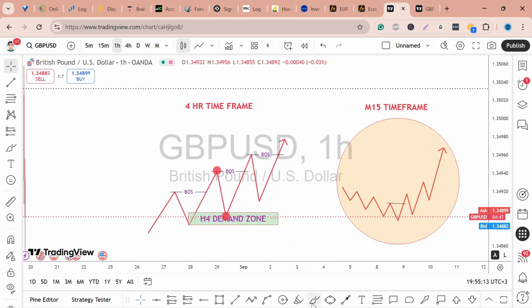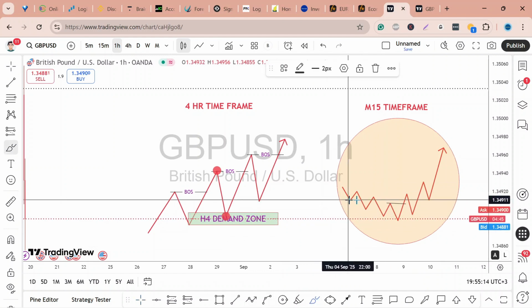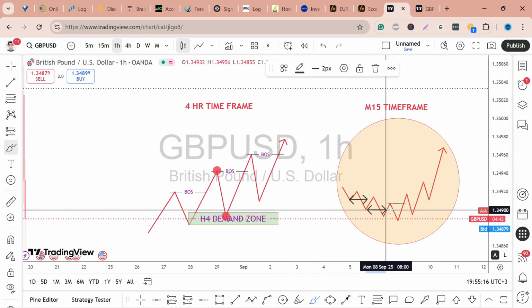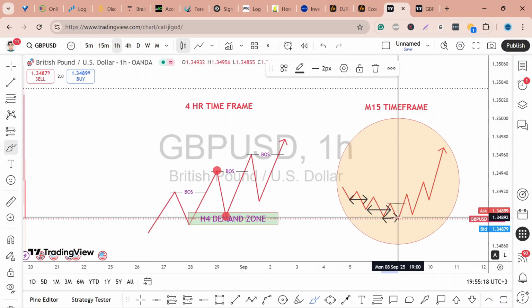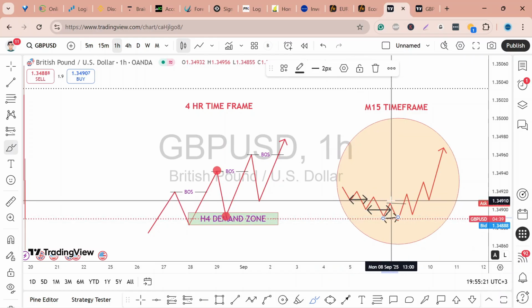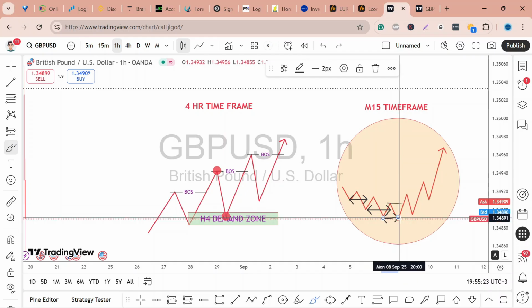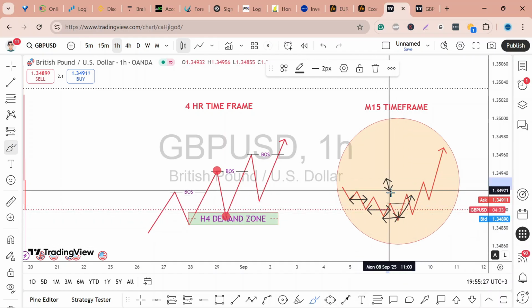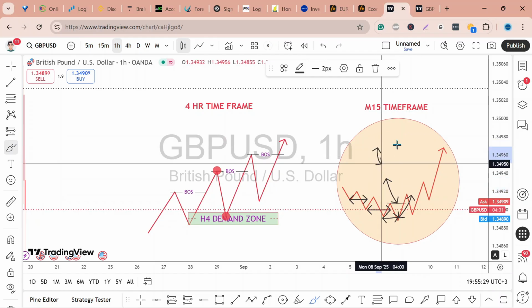So the market is doing a break of structure as it goes down. This is a break of structure, another break of structure, another break of structure. But once the last lower high is broken now in the lower time frame, this is what we call the CHoCH.